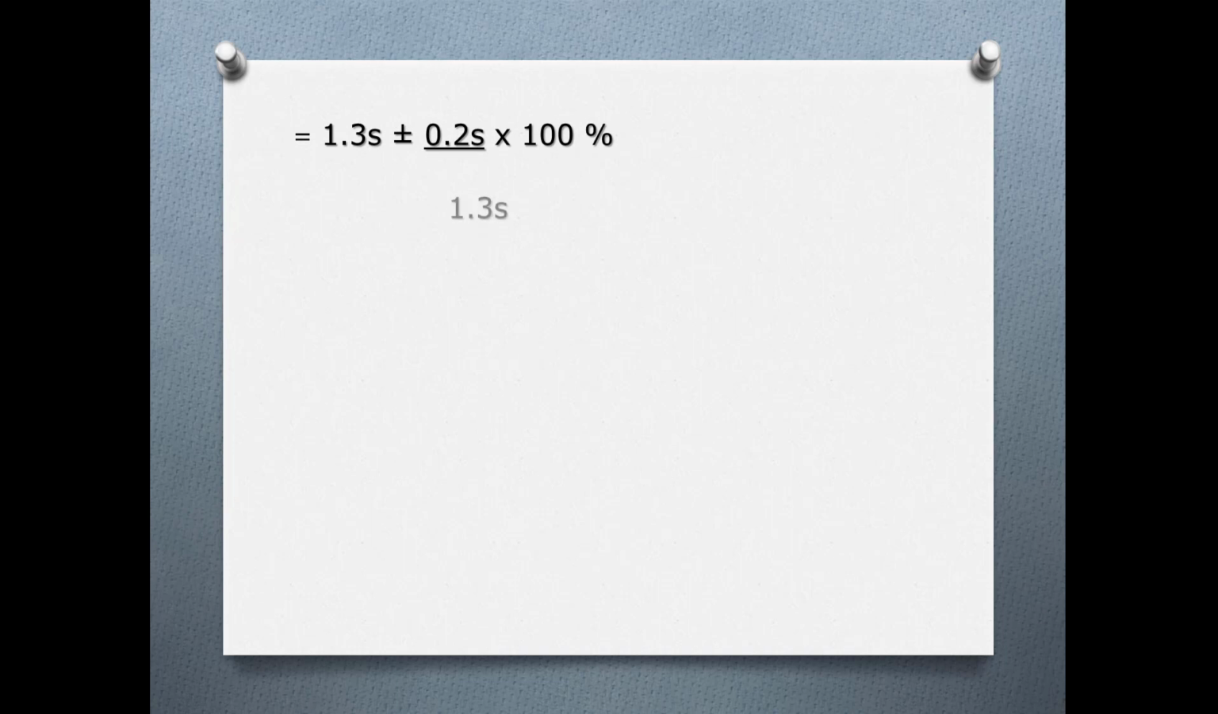So how are we going to write it? As 1.3 seconds, that is the actual value, plus minus absolute uncertainty divided by actual value multiplied by 100%. So we will get 1.3 seconds plus minus 15.4%. We have converted absolute uncertainty into percentage uncertainty. Equation 1, first step is done.